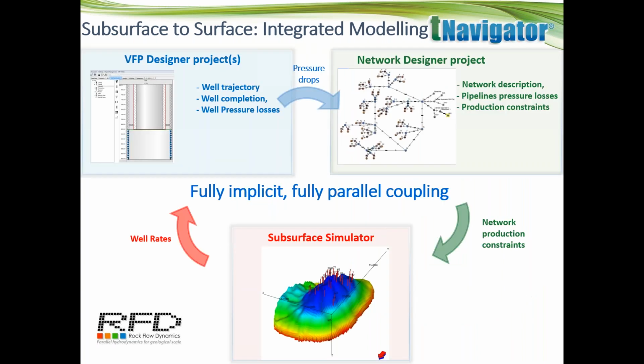So now your integrated workflow can look like the following cycle presented on this slide. Based on your well completions, you come up with the pressure losses, and they are taken into account in your Surface Facilities Designer, Network Designer, so that the network production constraints, THPs, are generated for the subsurface simulator to process. And then the subsurface model will generate the well rates, which would be again fed to the VFP toolkit and continue the loop on the next time step.